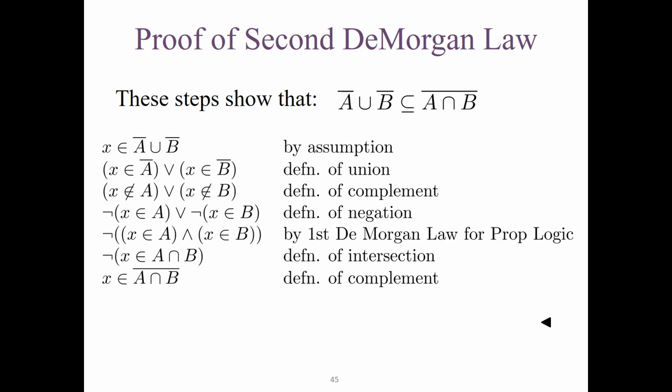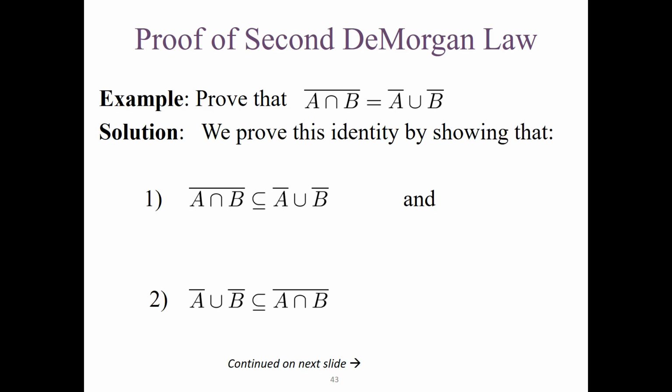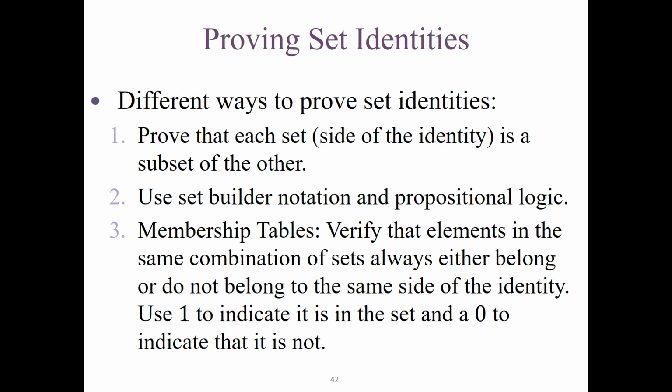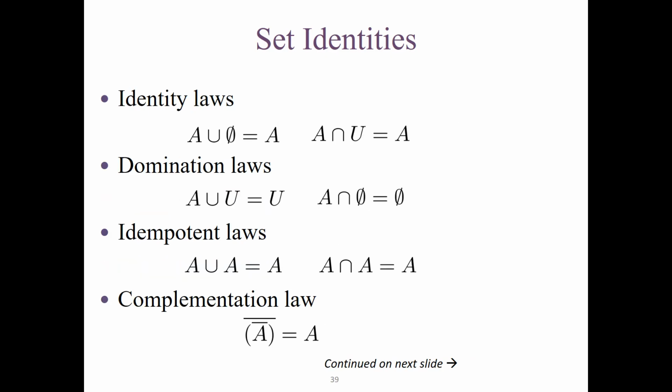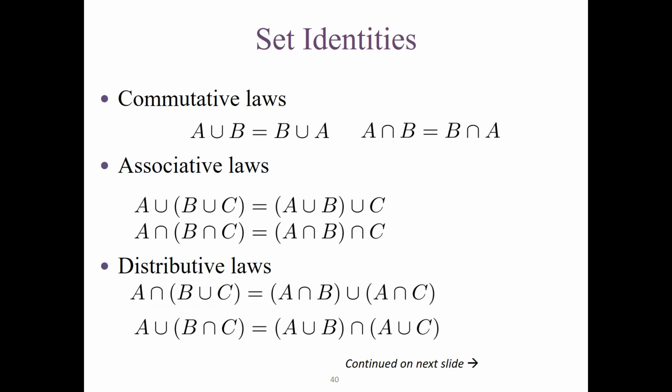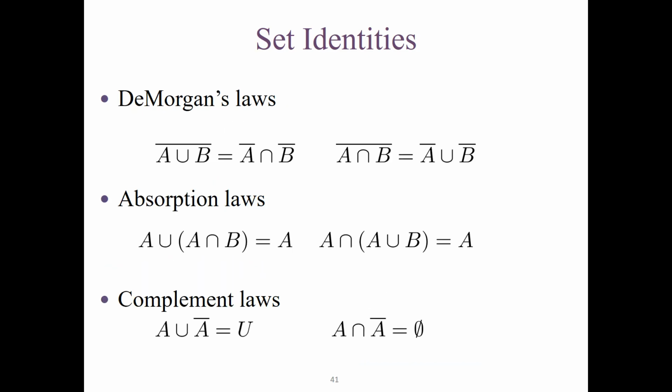Okay, so once we have A is a subset of B and B is also a subset of A, then we can prove that they are equal sets. This is the first method. We prove that each set is a subset of the other, then we can prove the set identities. So you can use this method to verify all these set identities, to see if you can derive the steps to prove that they are equal sets.